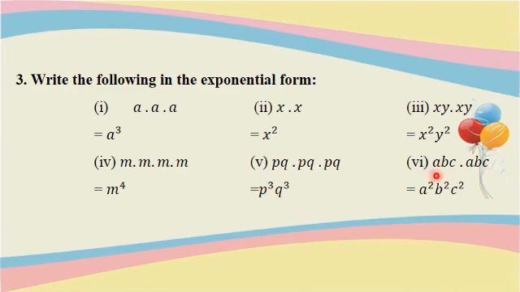In number 6, abc into abc. So two terms with three variables, add the exponents of the like variables, so it becomes a square, b square and c square. So the final answer is a square, b square, c square.